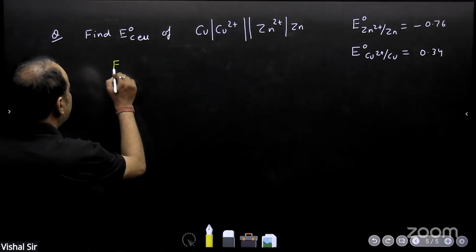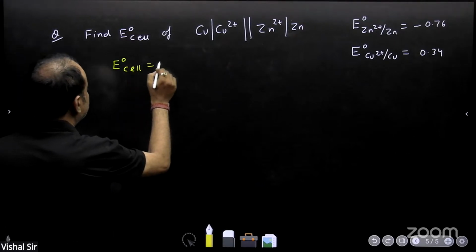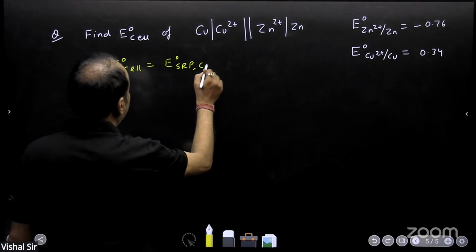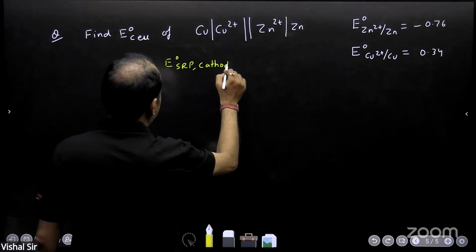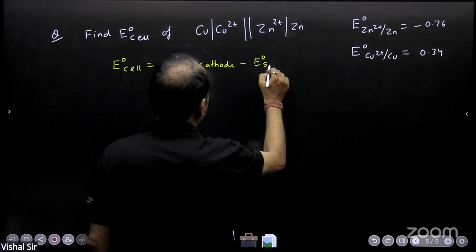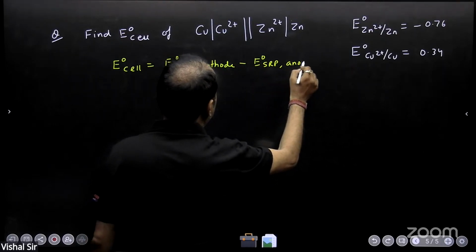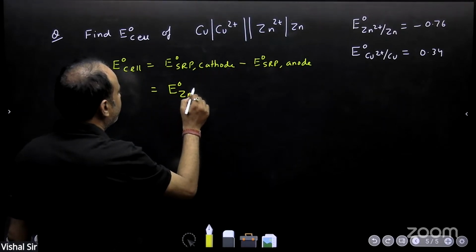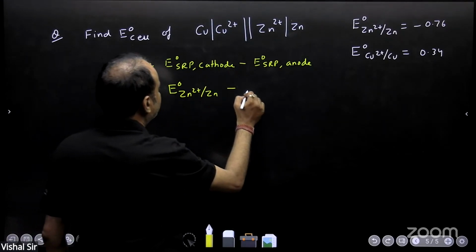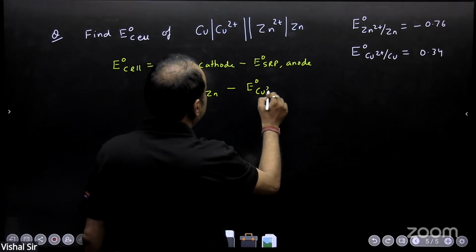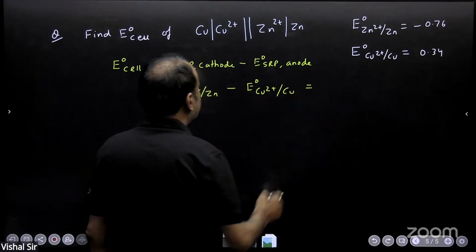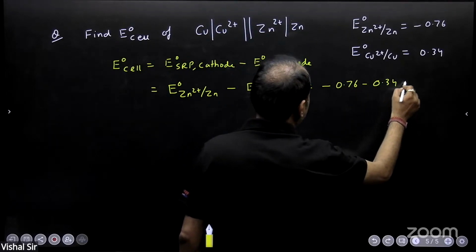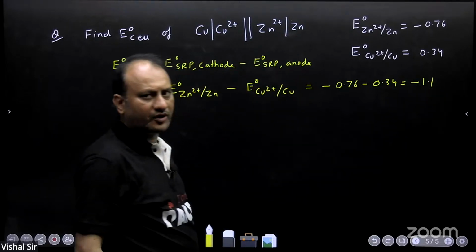So I will calculate E naught cell as E naught SRP cathode minus E naught SRP anode. Cathode here is zinc half cell, SRP value of zinc minus SRP value of copper. So I will get minus 0.76 minus 0.34, that is minus 1.14.